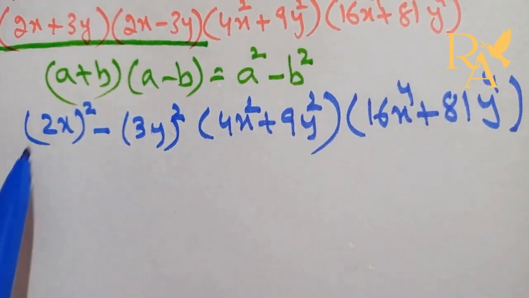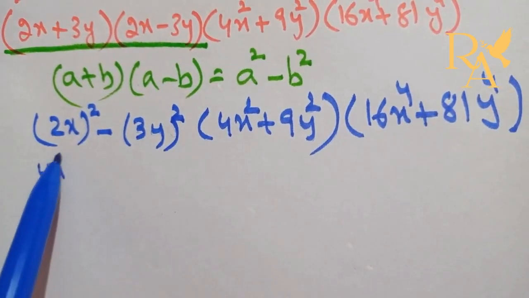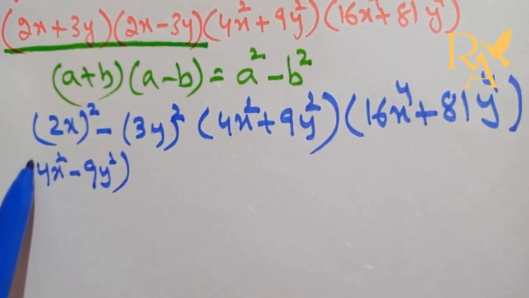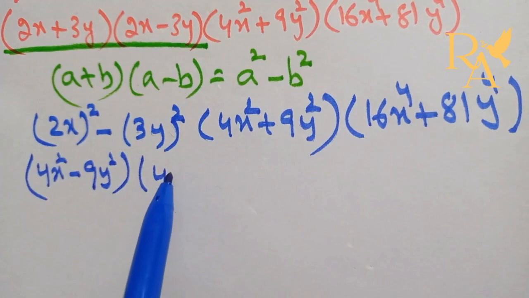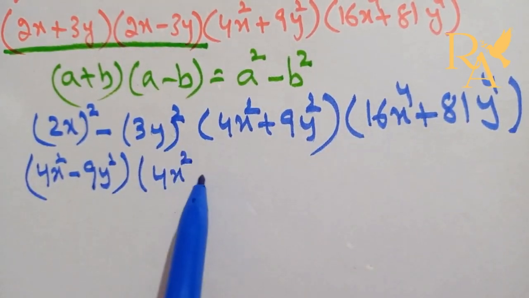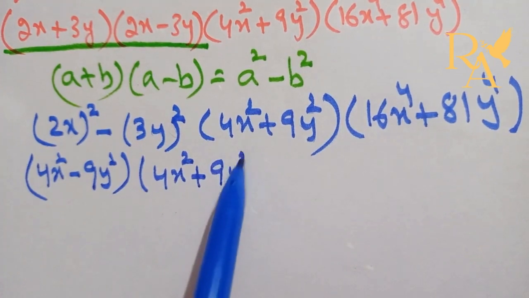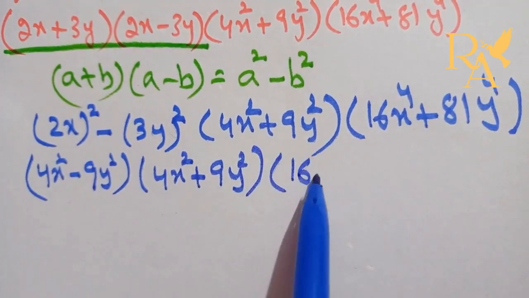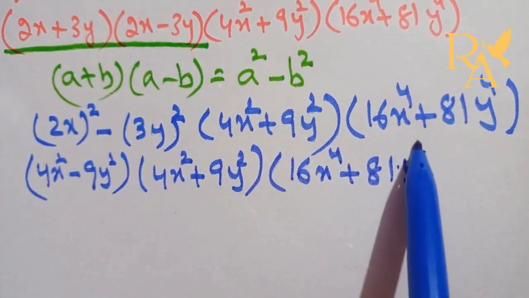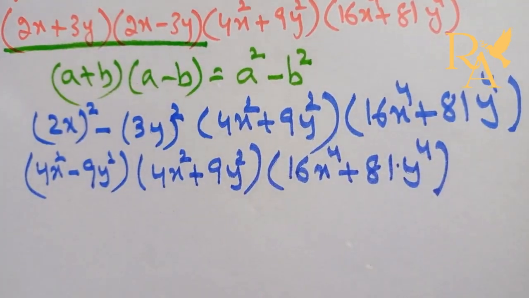Now here is 2 to the 4, x², minus 3 to the 9, y², and these brackets are the same: (4x² + 9y²). So we get 16x⁴ plus 81y⁴.